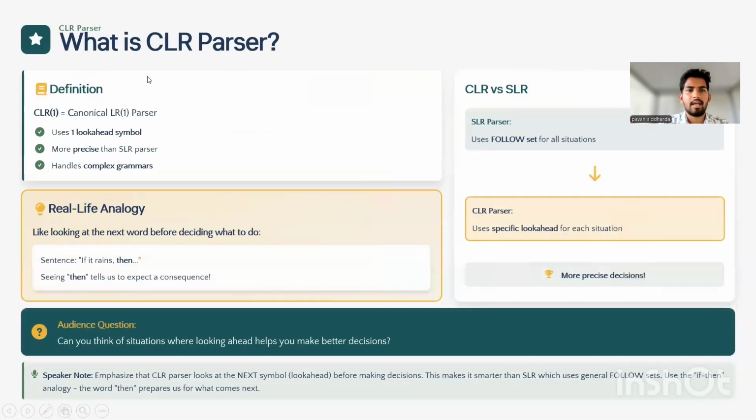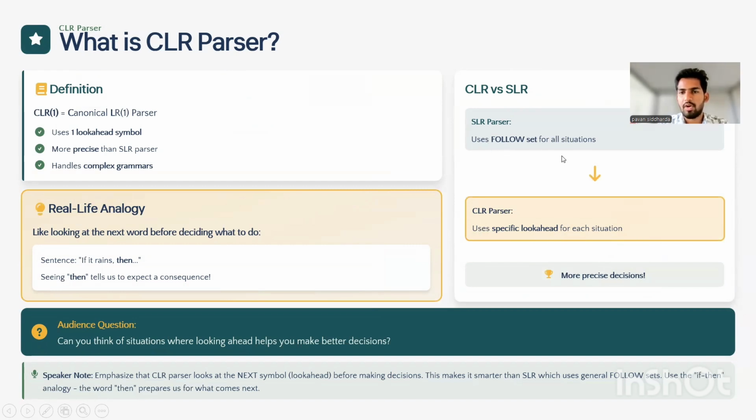Coming to what is a CLR parser? CLR1 is the canonical LR1 parser. It uses lookahead, is more precise than the SLR parser, and handles complex grammars. We can see the comparison between CLR and SLR. The SLR parser uses the follow set for all situations. The CLR parser uses a specific lookahead for each situation.